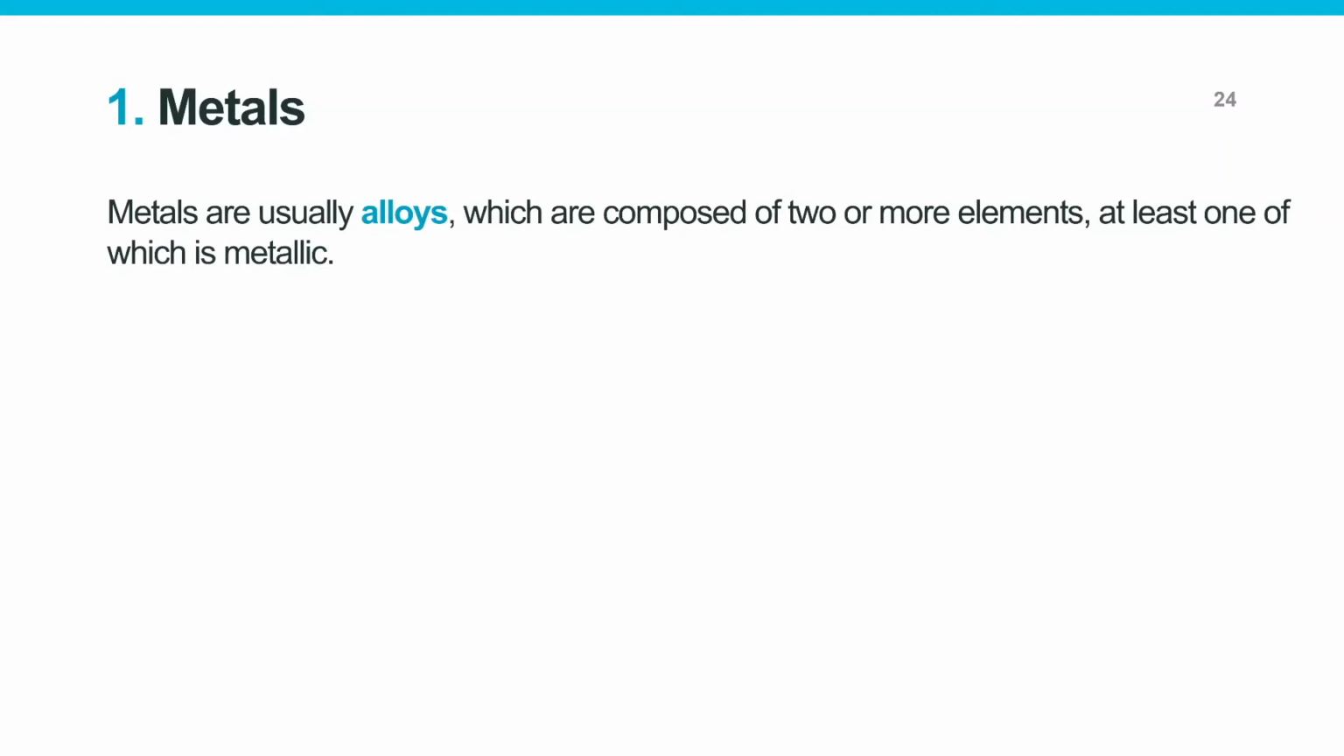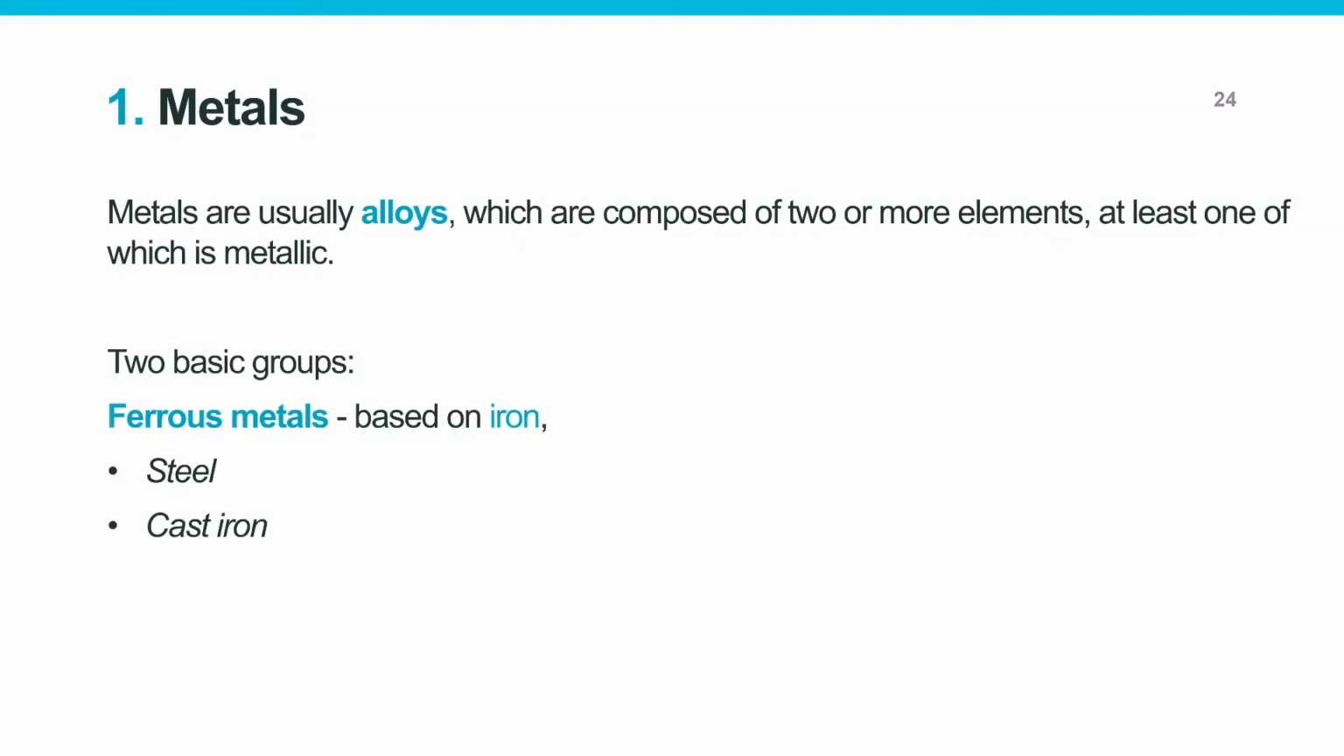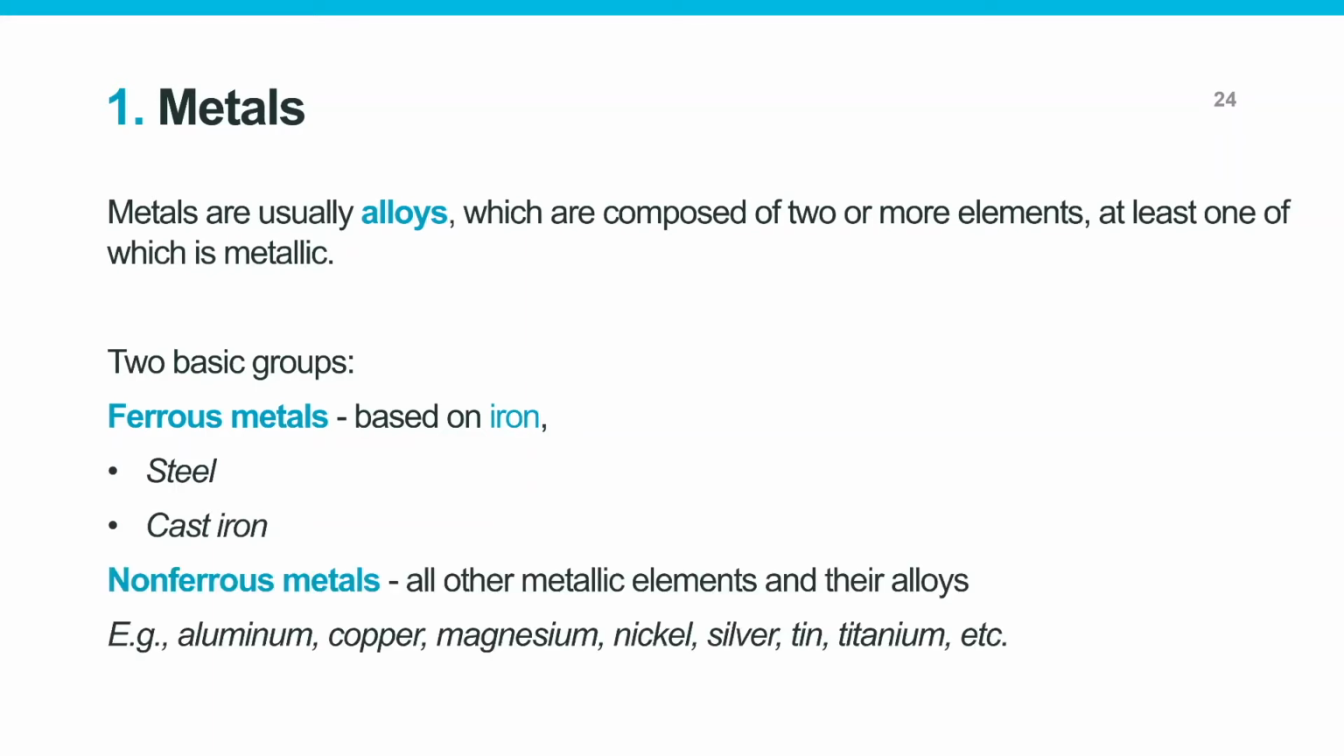Metals are usually alloys, which are composed of two or more elements, at least one of them metallic. And they consist of two basic groups. The first are ferrous metals, which are based on iron, such as steel and cast iron, and non-ferrous metals, which cover all other metallic elements and their alloys, such as aluminum, copper, magnesium, and so on.